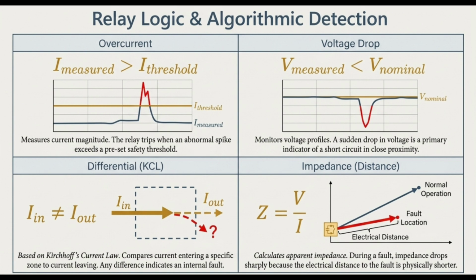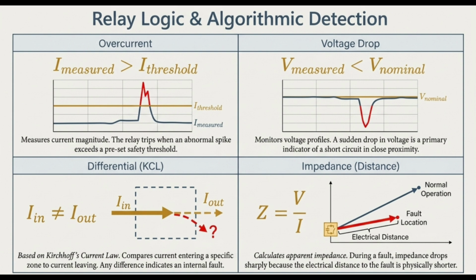It does overcurrent detection, basically tripping if the current spikes drastically above a set limit. It watches for under or over voltage, because a sudden voltage drop is a huge red flag for a nearby short circuit. Then there's differential comparison, which is super cool. It uses Kirchhoff's law to compare the current entering a specific zone to the current leaving it. If they don't match, boom, it knows a fault is bleeding energy inside that zone.